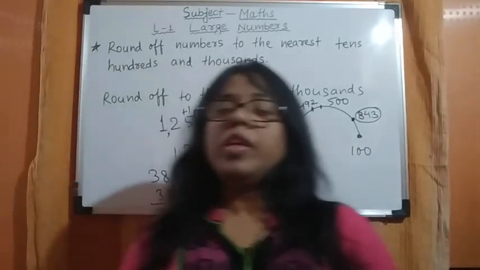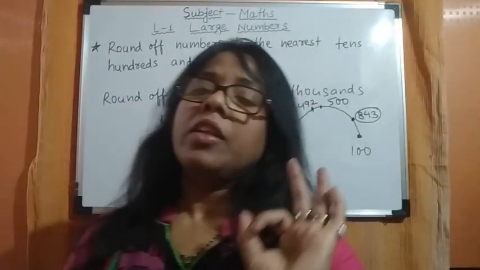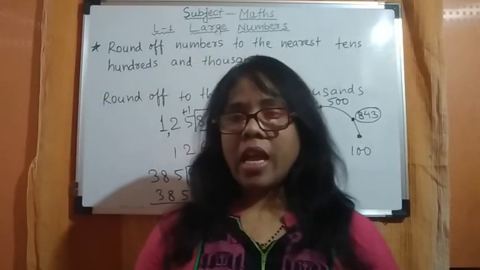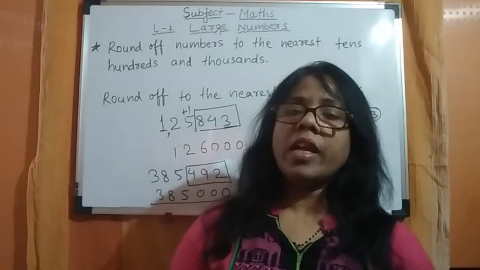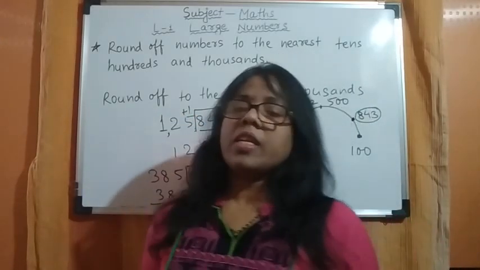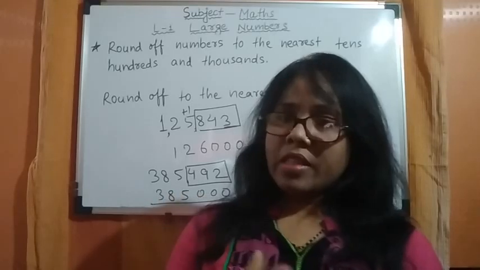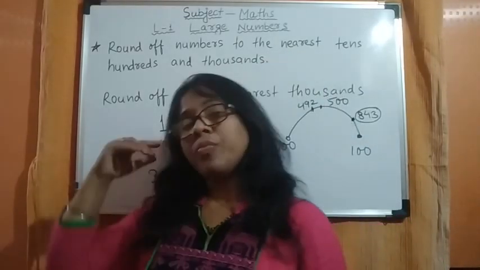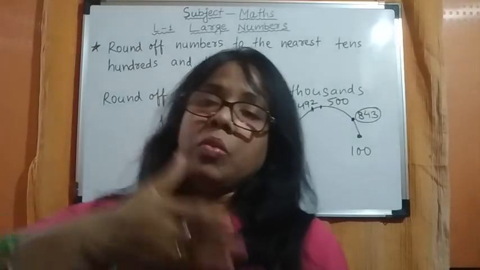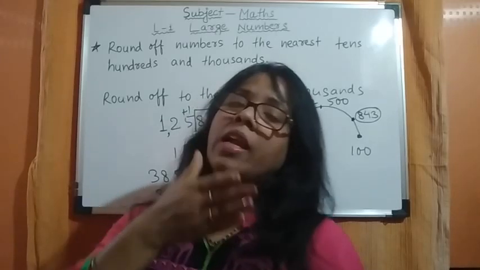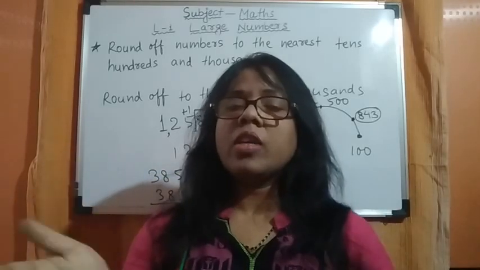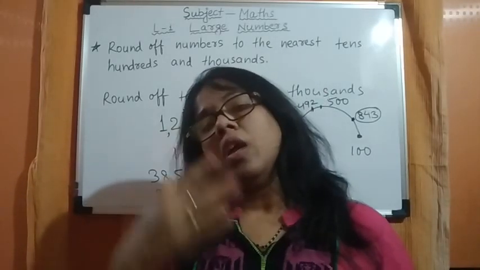So if you are rounding off to nearest 10, you have to check whether the number is more than 5 or less than 5. If you are rounding off to nearest 100, you have to check whether the last two digits are more than 50 or less than 50. And if you are rounding off to 1000, you have to check the last three digits, between 100 and 1000, whether it is less than 500 or more than 500.